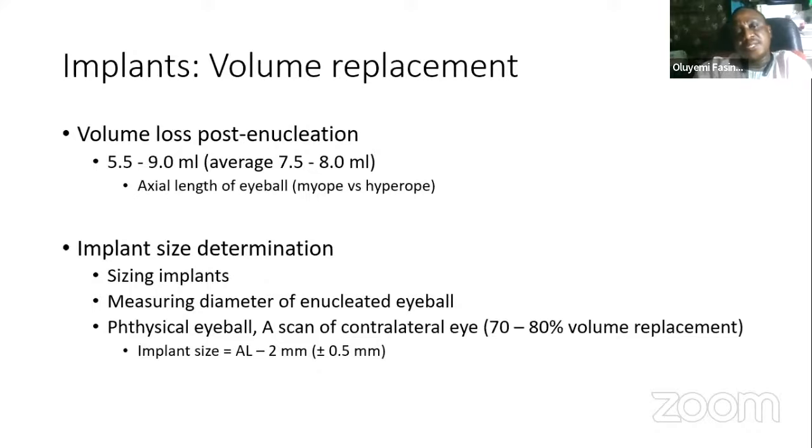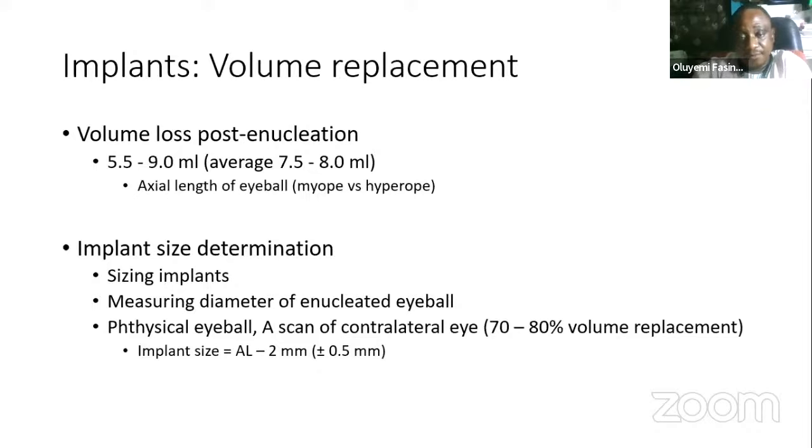Or in a patient who has, for example, a classical eyeball that has been enucleated, and it's going to be difficult to know the exact axial length, then an A scan could have been done preoperatively on the contralateral normal eye. The idea is to replace about 70 to 80% of the volume of either the measured enucleated eye or following a scan of the contralateral normal eye.